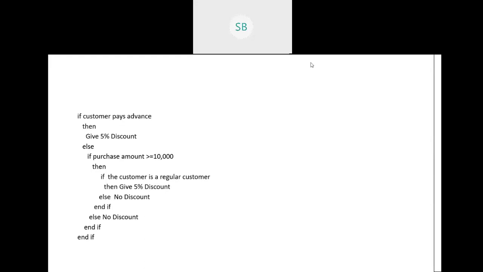Basically it's an else if statement only, if you check properly.